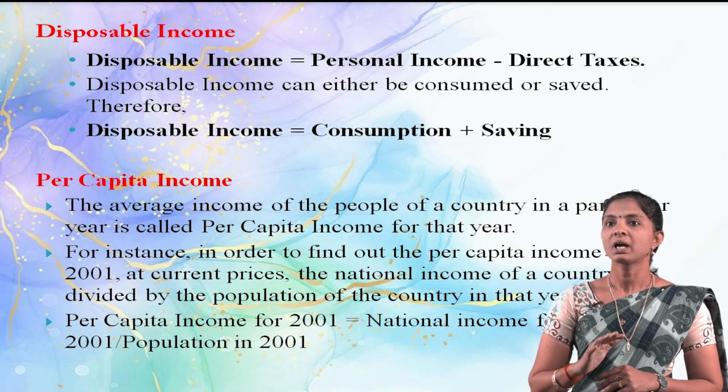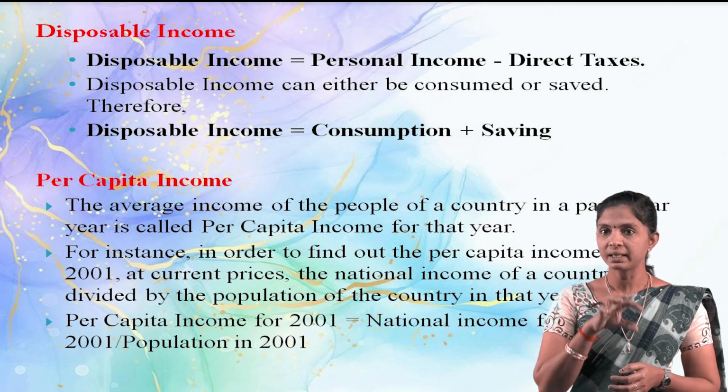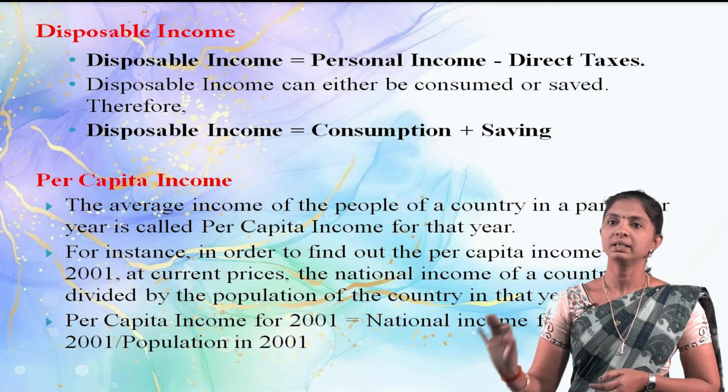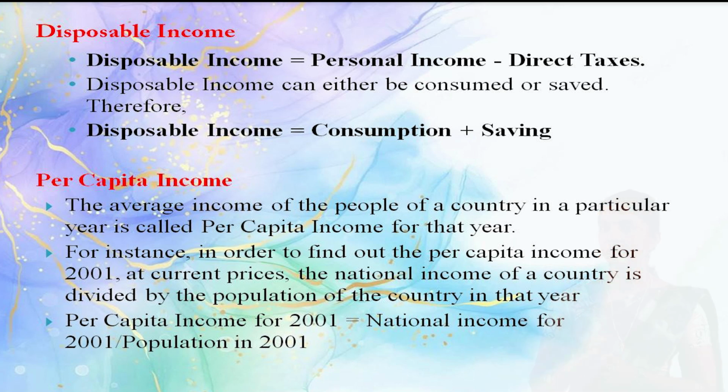What is per capita income? The average income of the people of the country in a particular year is called per capita income for that year. For instance, in order to find out per capita income for 2001, how to calculate at current price? The national income of the country is divided by the population of the country in that year. So how to calculate?